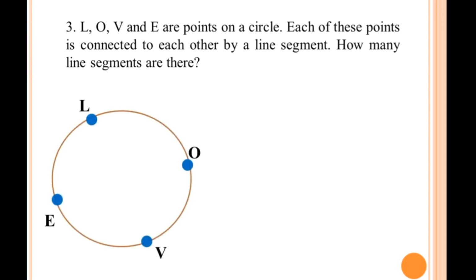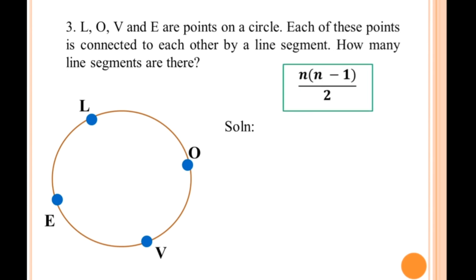So we have a circle and there are 4 points that lie on that circle. The problem is we're going to find the number of line segments if we connect these points two at a time, but we need to consider this formula. Let n be the number of letters. LOVE, count it individually, so we have 4.